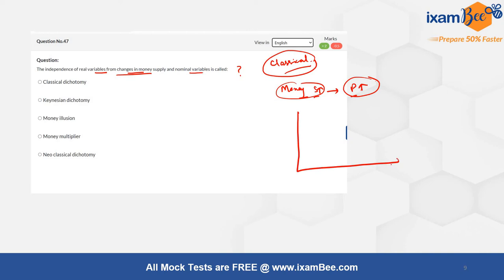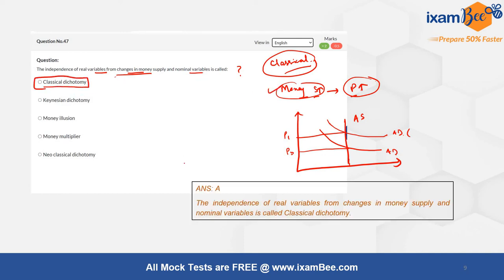Because if you draw the diagram here, this is the aggregate supply curve and aggregate demand is given by this. So if the money supply increases, then the aggregate demand curve shifts up at the higher money supply level, and it only increases the price level from P0 to P1. So this independence of real variables from changes in money supply is termed as the classical dichotomy. So answer is A.